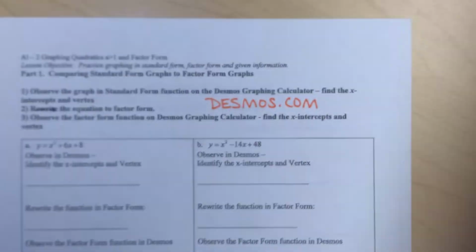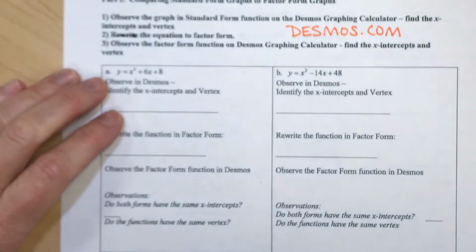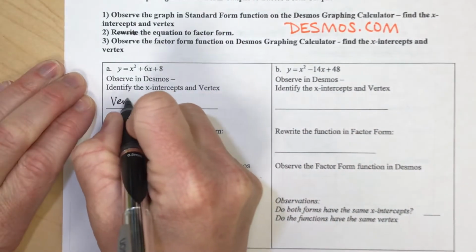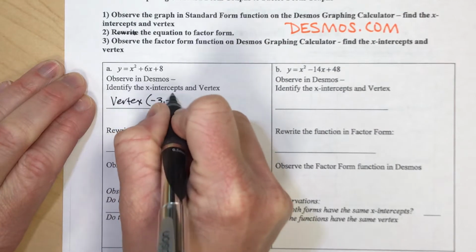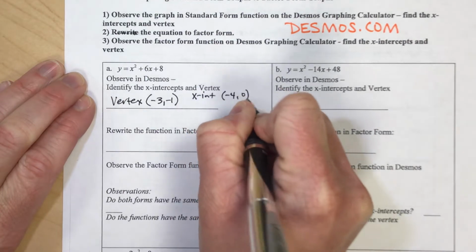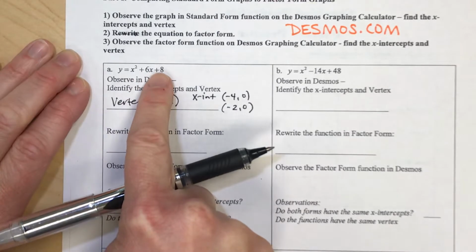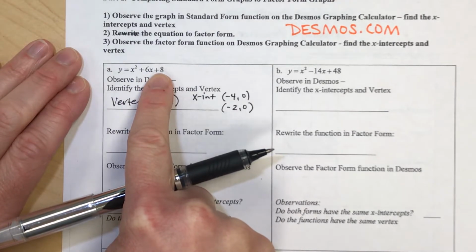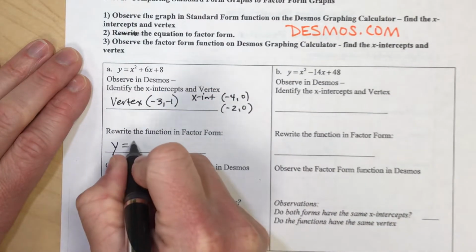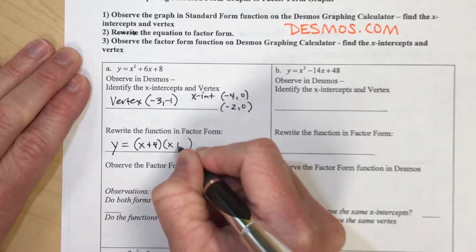So let me pop back up here and focus for a second. Our vertex was at (-3, -1), and our two x-intercepts were at (-4, 0) and (-2, 0). Now what we're going to do is factor this function. What two numbers multiply to make +8 and add to make 6? Those two numbers, I hope you're thinking of them right now, would be a +4 and a +2.